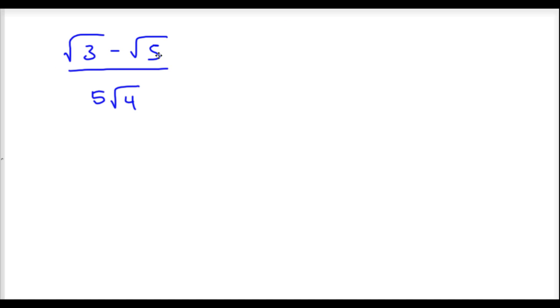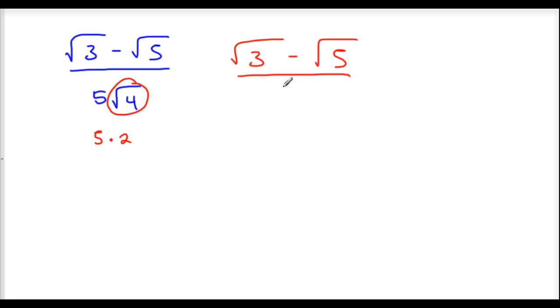Radical 3 minus radical 5 over 5 radical 4. Before I multiply by radical 4, try to simplify this. What do you guys notice? Yeah, I could take the square root of 4. What is the square root of 4? So this really just becomes 5 times 2. So I just have radical 3 minus radical 5 over 10.